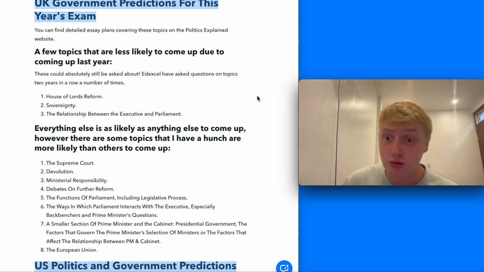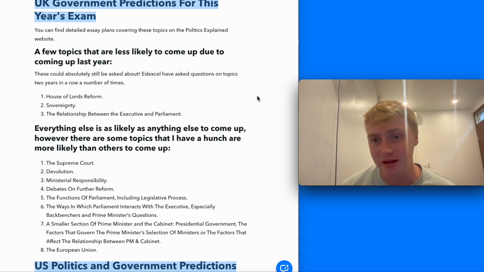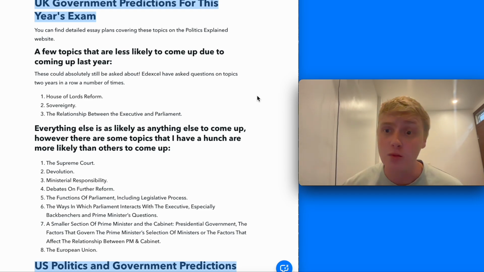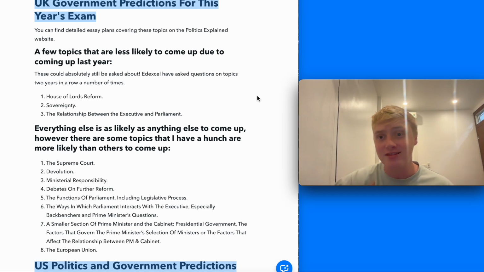The first of those is the Supreme Court. It's a really big topic that hasn't been asked about in a couple of years, so you should know that really, really well. Both questions about the level of power of the Supreme Court and its interaction with Parliament and the executive, and potentially questions about the extent to which it upholds judicial independence and neutrality.